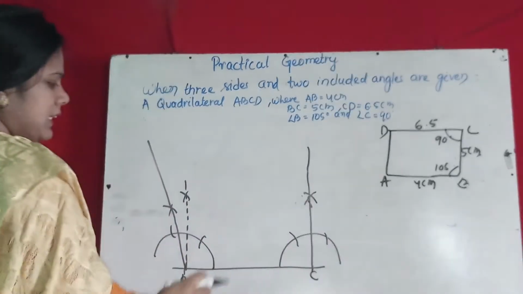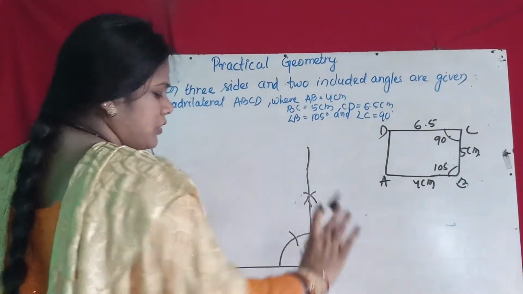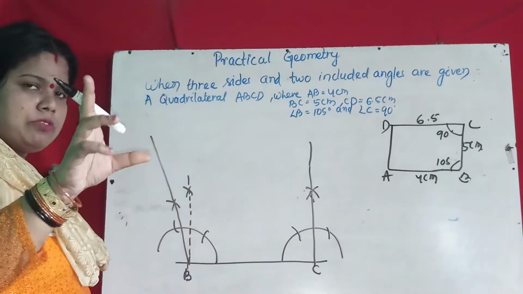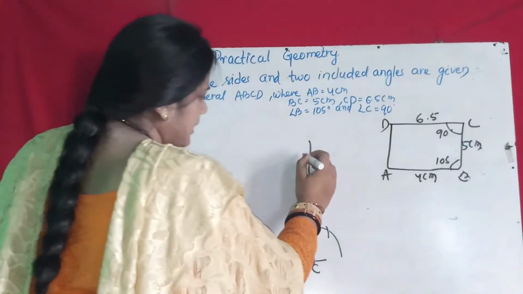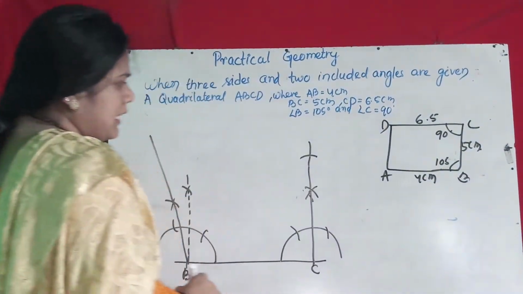So BC, CD equals 6.5. You just take 6.5 with a round off on scale. Then you draw an arc.